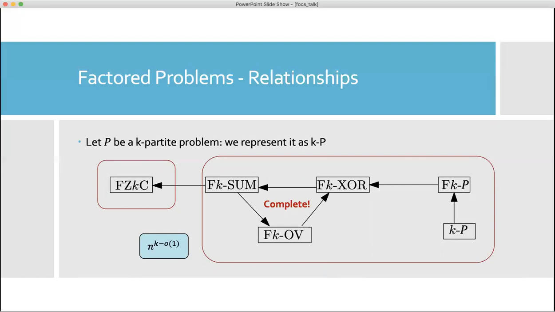Another thing to note is that the running time that we use for these reductions is n to the k minus little o of 1. And this means that some of these factored problems are much harder than their original versions. For example, we can solve k-sum in n to the k over 2, but factored k-sum is conjectured to be hard. It cannot have an algorithm that runs faster than n to the k minus little o of 1.